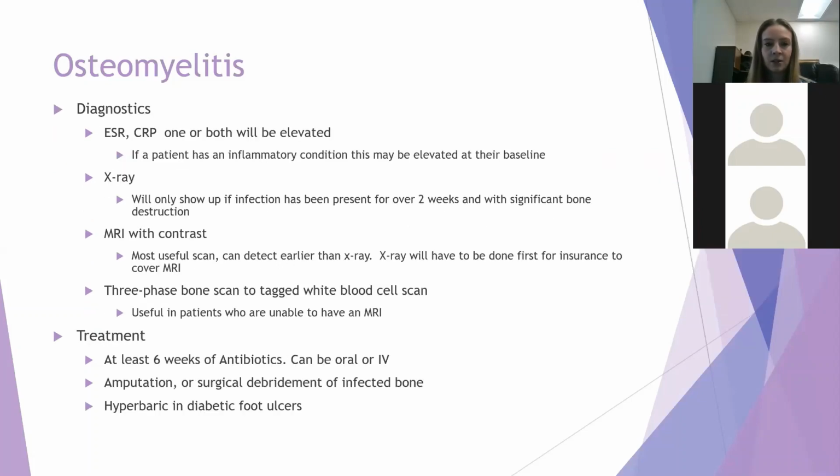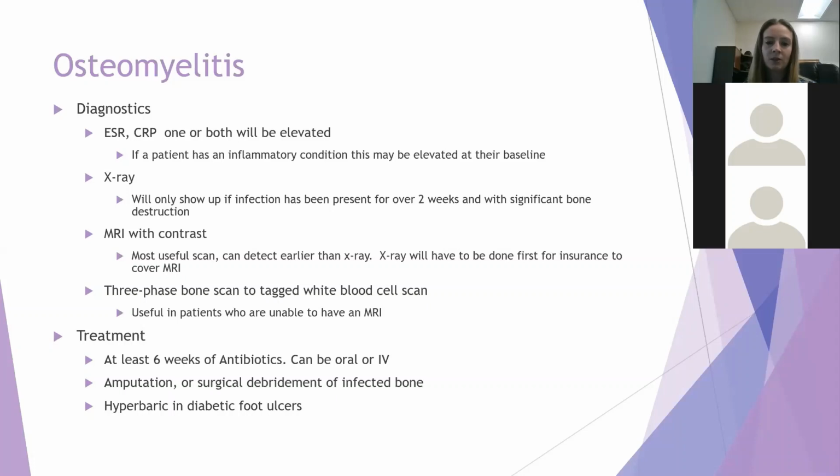Diagnostics for osteo are ESR and CRP, where one or both of those will be elevated. But if a patient has an inflammatory condition, this may be elevated at their baseline as well. You also need an X-ray that will show up if an infection has been present for over 2 weeks and with significant bone loss or destruction. The MRI is the most useful.